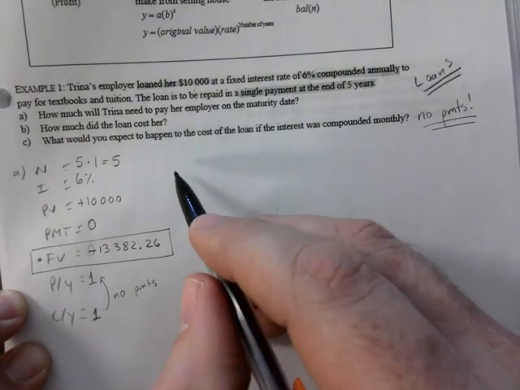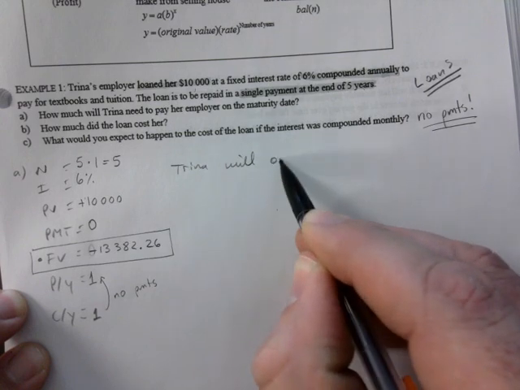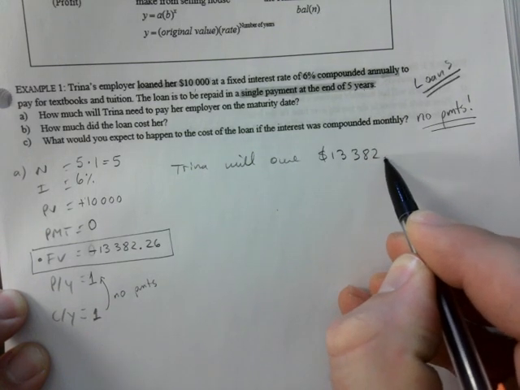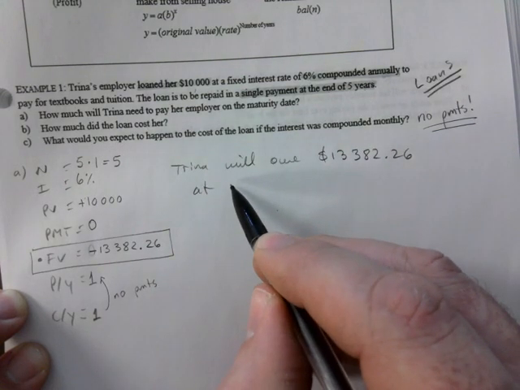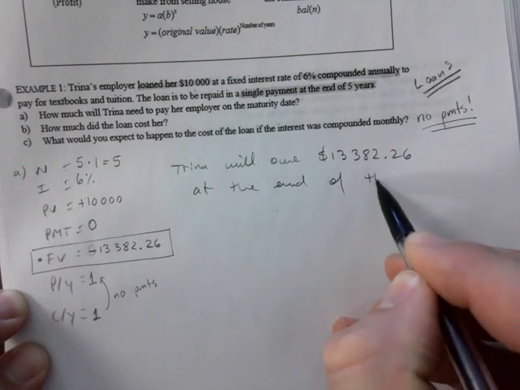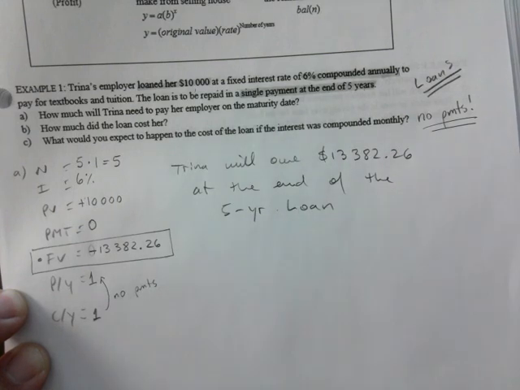Trina will owe 13,382.26 at the end of the loan. It's a 5-year loan.